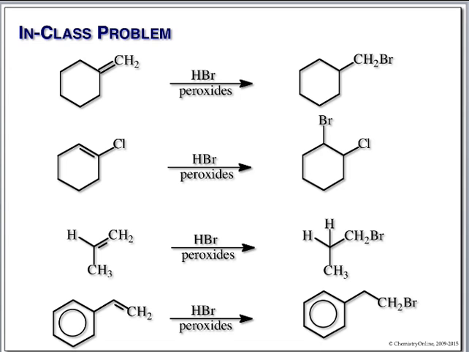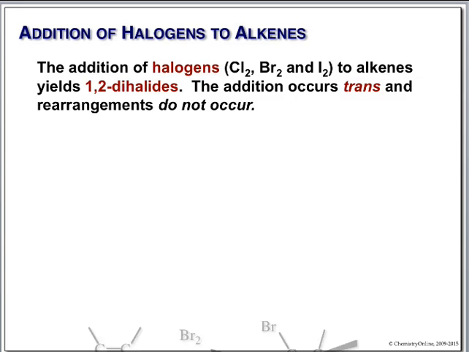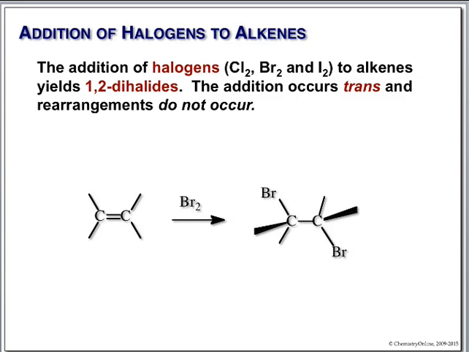All right. Our next reaction was the addition of halogen. If you take an alkene of some sort and react it with bromine, chlorine, or iodine, you will add to form a 1,2 dihalide. Now the 1,2 doesn't refer to nomenclature. It simply means they're on adjacent carbons. The 1,2 dihalide that's formed is trans stereochemistry.